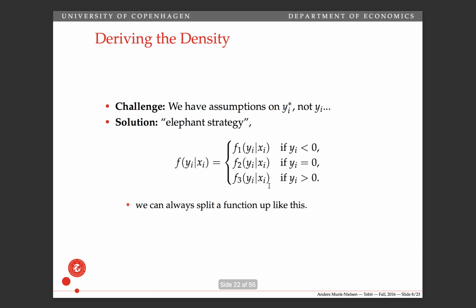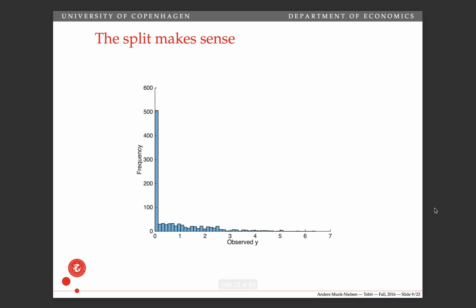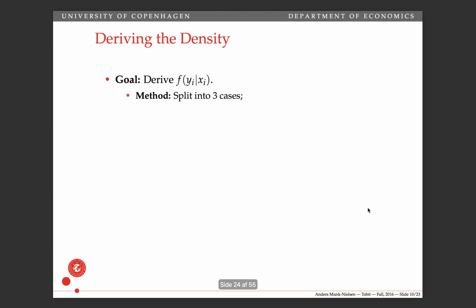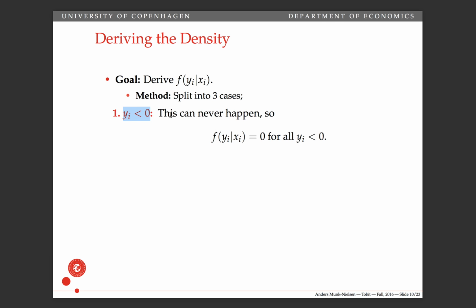And note that we can always split functions up like this. That's always allowed. And why does the split make sense? Well, because the probability that we observe a y that's negative never occurs. So the density over here is 0 everywhere. Here at 0 we have a mass point. And then greater than 0, it's a continuous density. Alright, let's do this with some math here. Okay, case 1, if y is negative, this never happens, as I said, so the density is just 0 for all y less than 0.